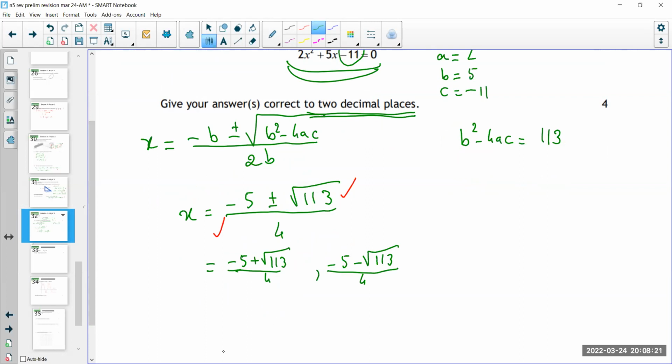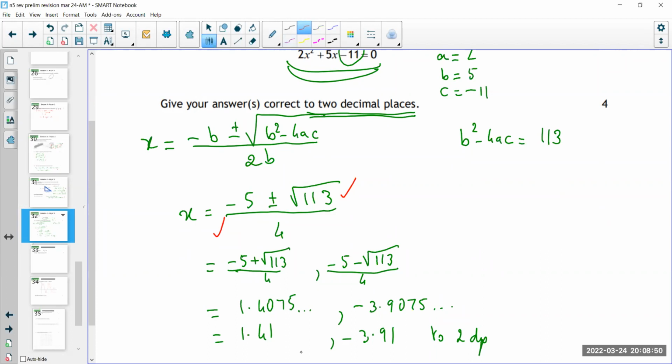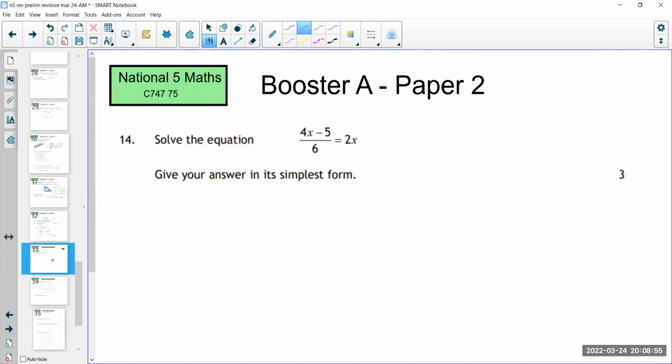And by doing so, I'm getting 1.4075 for the first one, negative 3.9075 for the second one. We were asked to give our answer to 2 decimal places, 1.41 and minus 3.91. Both to 2 decimal places. And that's you. You've got all your marks there. Marks for this one, marks for this one. All right.